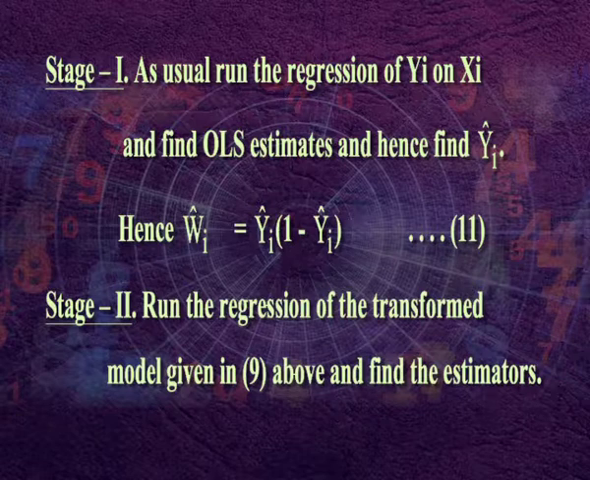We have a two-stage procedure to operate on the model. Stage number 1. As usual, run the regression of Yi on Xi and find OLS estimates and hence find Yi cap. Hence, Wi cap equal to Yi cap multiplied by 1 minus Yi cap. We denote it as equation number 11. Step 2. Run the regression of the transformed model given in equation 9 and find the estimators.